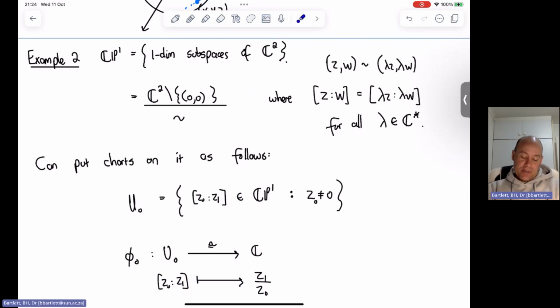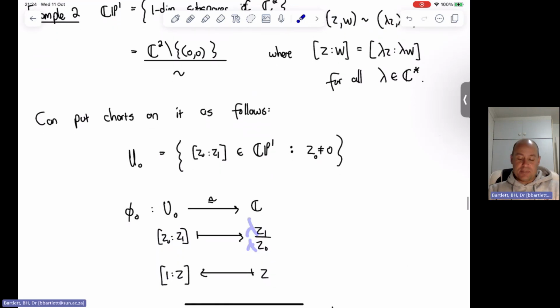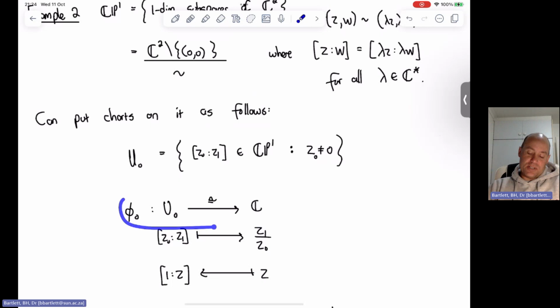Well, I've got to check that this is well defined. In other words, if I were to simultaneously scale Z0 and Z1 by lambda, then the output here should remain the same. And that is indeed the case, because they'll have a lambda on the top and on the bottom. And the inverse map is just going to send Z to 1:Z, right? So that gives us a bijection between this chart and the complex numbers.